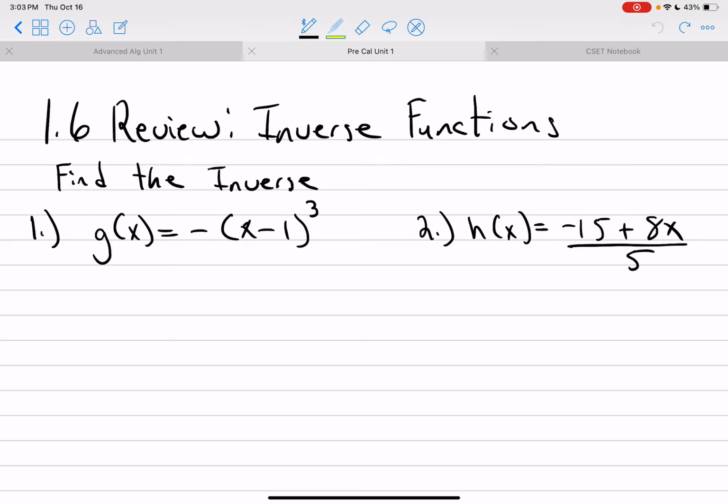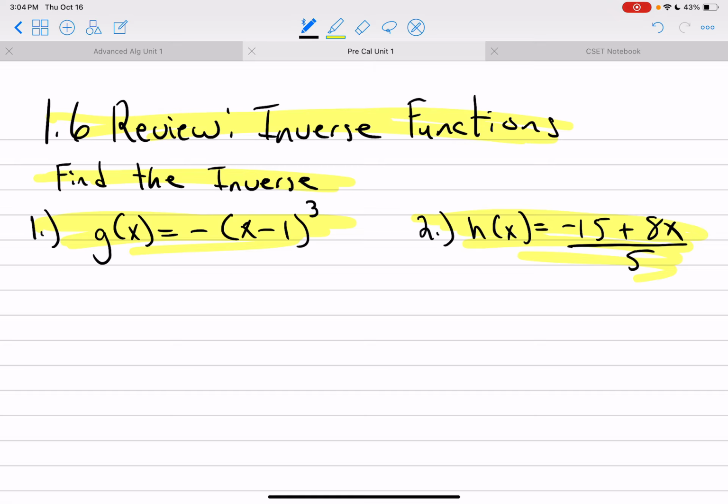1.6 homework review, inverse functions. Let's go. Find the inverse. Why don't you go ahead and do number 1 and number 2. Go ahead and find the inverse for me. Then pause once you've done it. Cool. So you did that. Now you're going to check to see if you did it right.